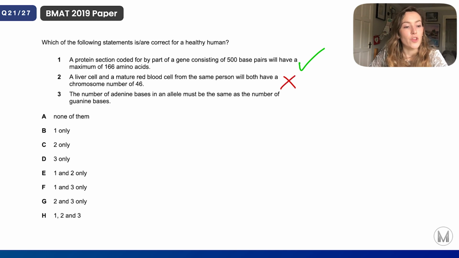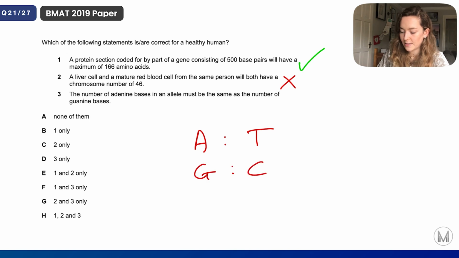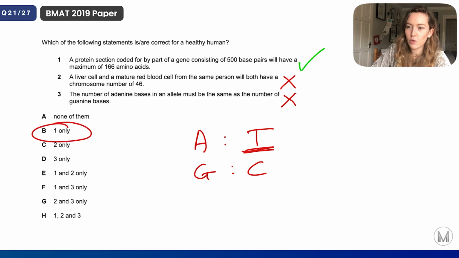And finally, the number of adenine bases in an allele must be the same as the number of guanine. Remember, adenine is complementary with thymine. Guanine is complementary with cytosine. So this statement is incorrect. The adenine base in the allele will be the same number as thymine bases, not guanine. So we can see that statement 1 is correct. So my answer is B.